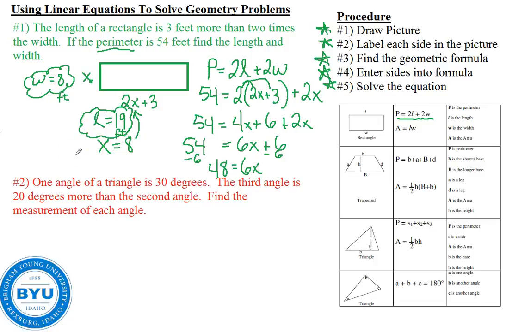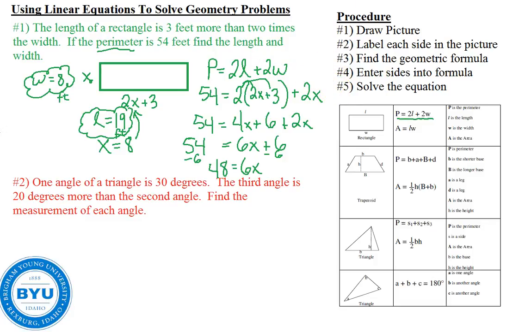Okay, let's try the second one now. It uses a different formula. I did give this formula to you on your sheet. Let's see if you use the right formula. It says one angle of a triangle is 30 degrees. The third angle is 20 degrees more than the second angle. Find the measurement of each angle.